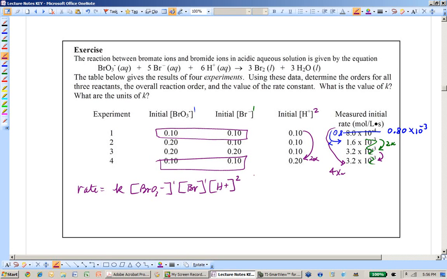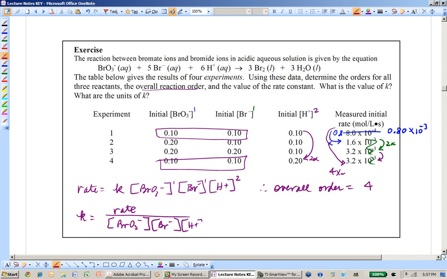Second order. What is the overall reaction order? Not a trick question. Go ahead. 2 plus 1 plus 1. 4. And the value of the rate constant, K equals the rate. Pick a line, any line, just stick with the same line. Concentration of this, concentration of this. I left my minus sign off. Concentration of this squared. So I'm going to go with the top line.